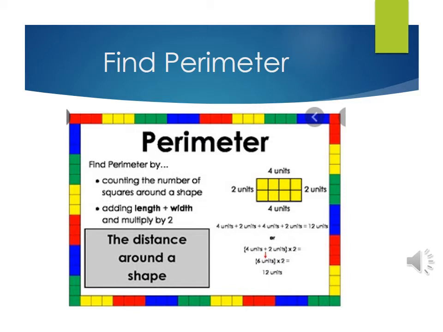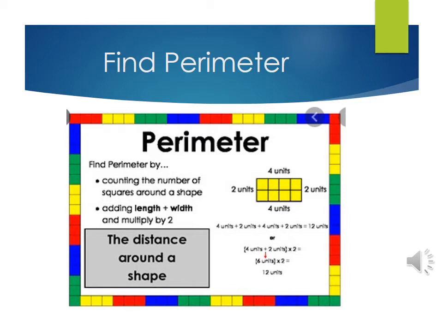We can add the length and breadth twice and find the perimeter. So here 4 plus 4 is 8 and 2 plus 2 is 4. So 8 plus 4 is 12 centimeters. So the perimeter of this rectangle is 12 centimeters.